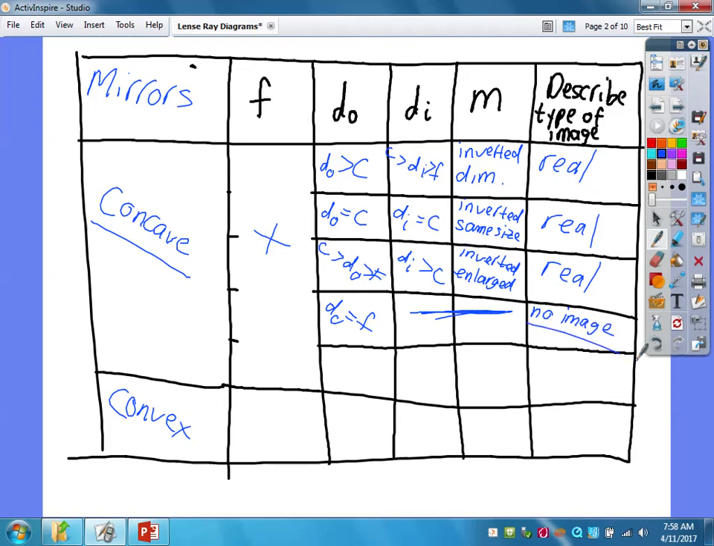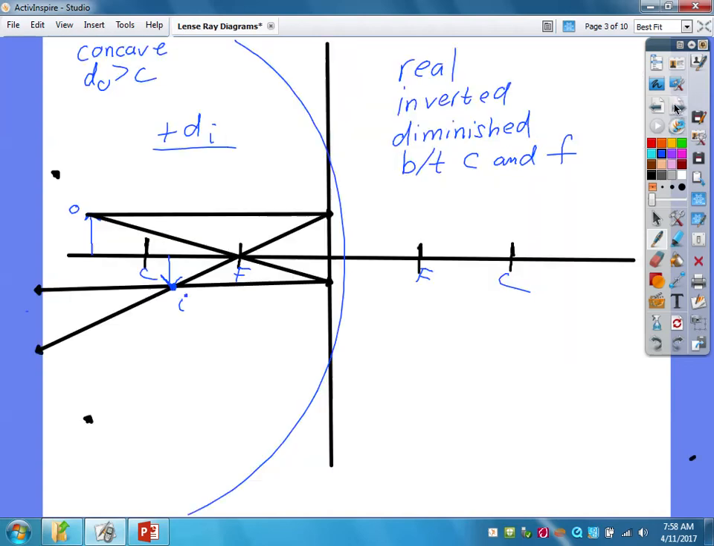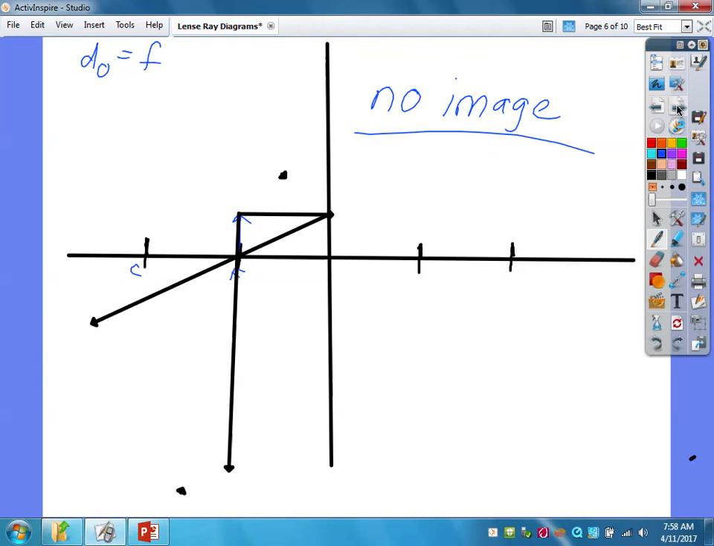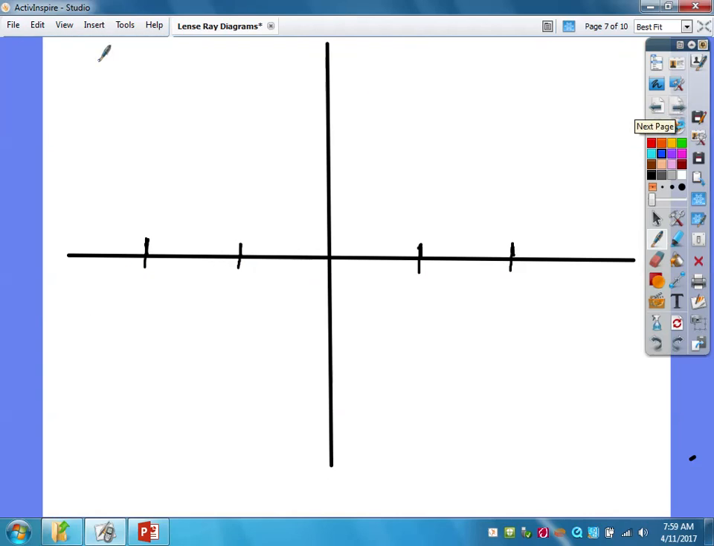There is no image there. Okay? So what happens now if I get in front of F? What if DO is less than F? What if I get it really close? All right? What if DO is less than F? So right up close to it now. All right? Right up close.